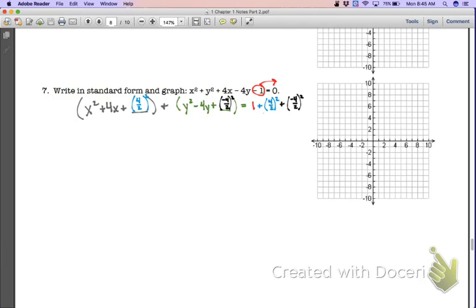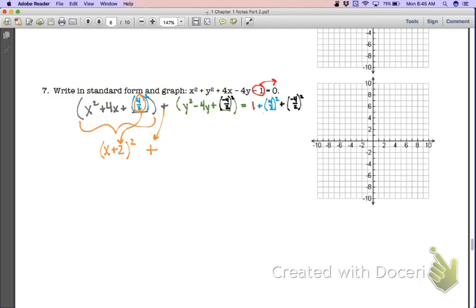So I'm just going to have a parenthesis and I'm going to square it. It's going to be x, and then what is 4 divided by 2? Positive 2, right? So that's where the positive 2 came from. The plus just comes with it. Okay, that just comes straight down.